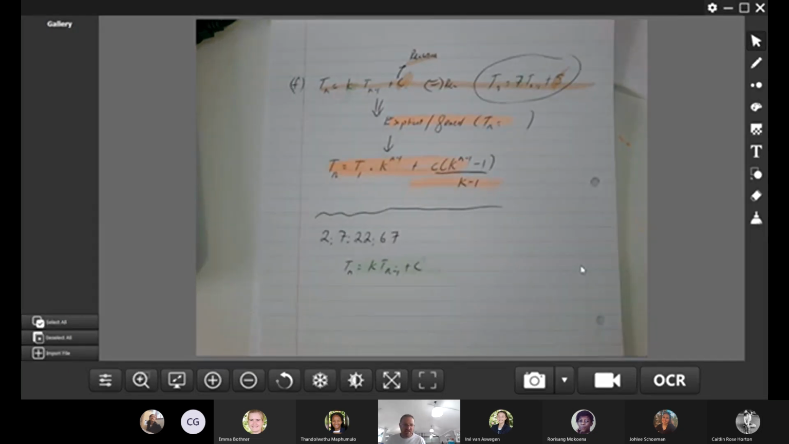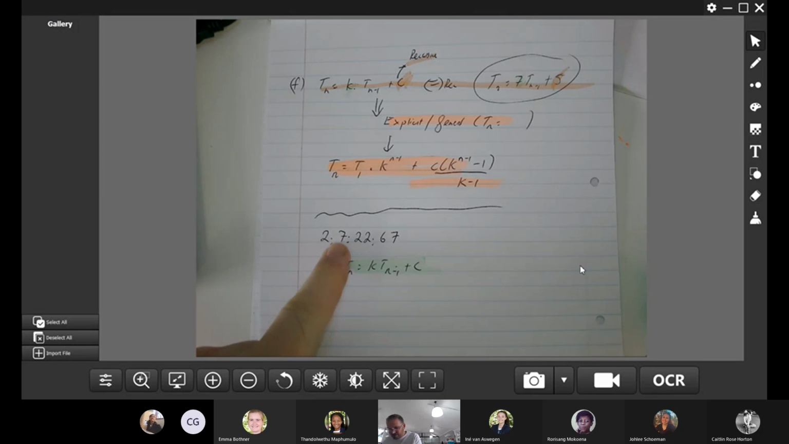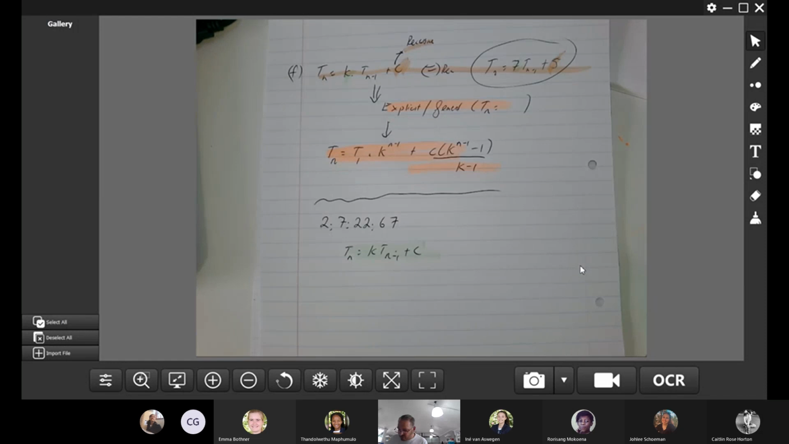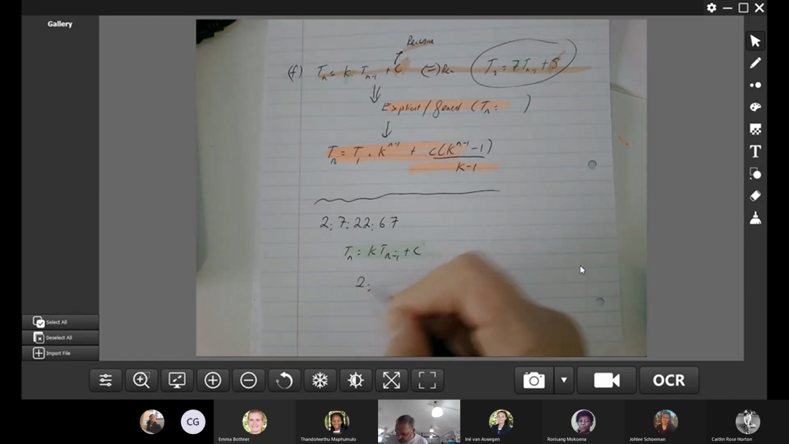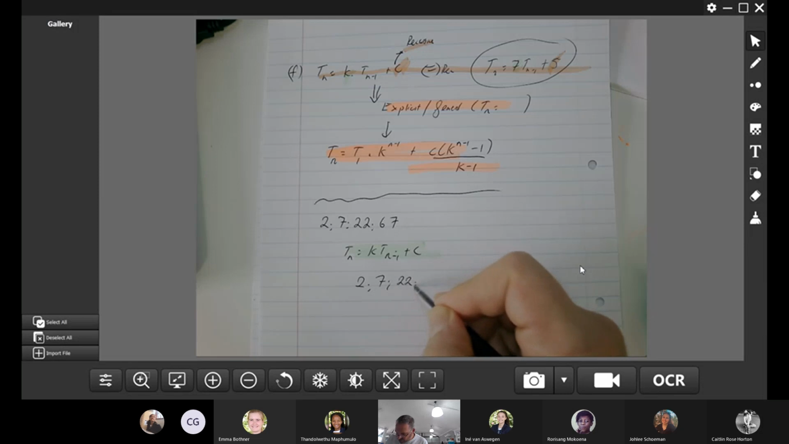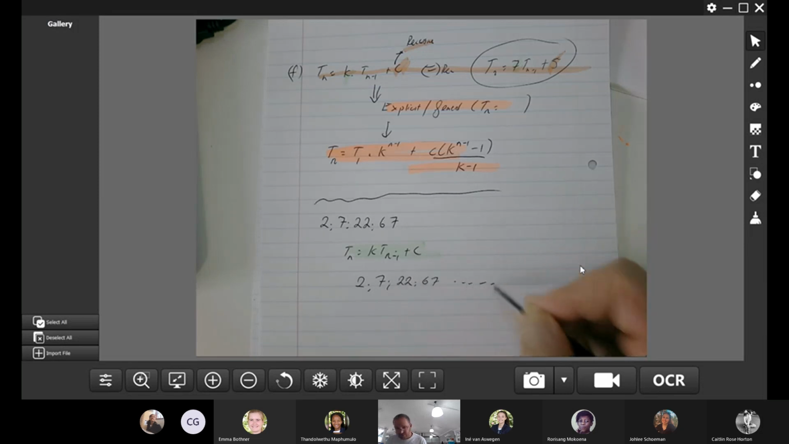You're timesing and adding fixed amounts. You could do it by inspection. This one's not so bad to see. If you check, you're timesing by 3, adding 1. Timesing by 3, adding 1. So if you just did it by inspection, it's fine. But let's say you forgot how to do it by inspection. Then you'd go 2, 7, 22, 67.